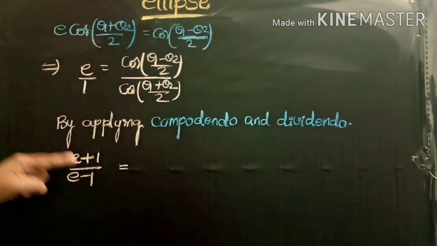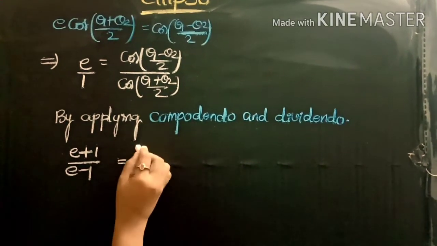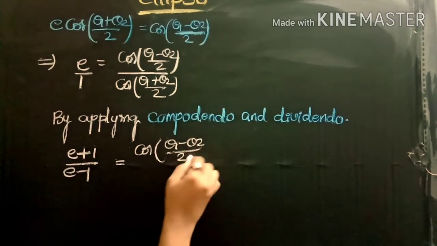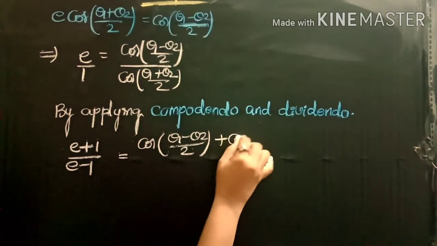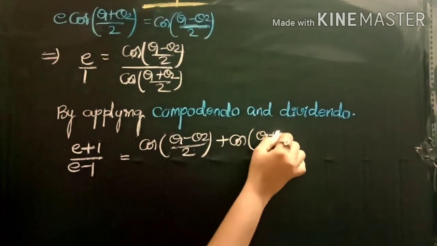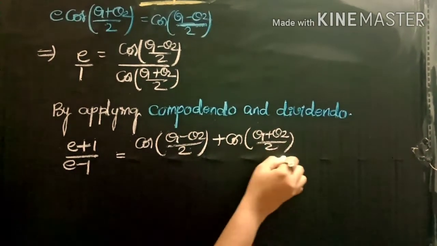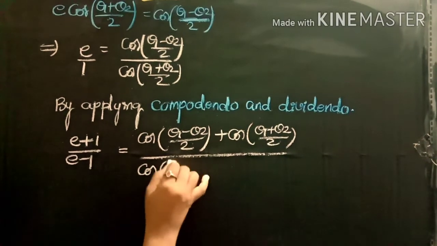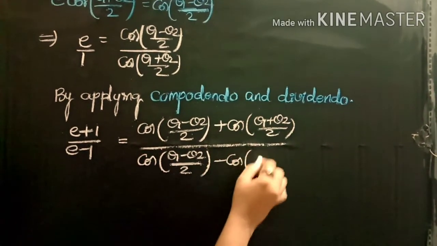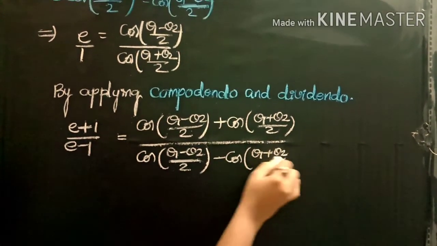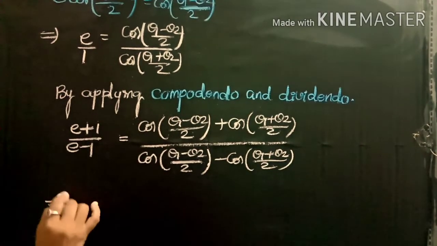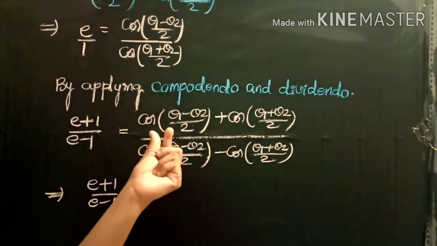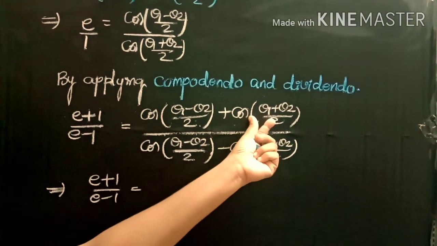Numerator plus denominator by numerator minus denominator. Here also numerator plus denominator: cos of theta 1 minus theta 2 by 2 plus cos of theta 1 plus theta 2 by 2, whole by numerator minus denominator: cos of theta 1 minus theta 2 by 2 minus cos of theta 1 plus theta 2 by 2, which implies e plus 1 by e minus 1 is equal to, now this is in the form of cos of a minus b plus cos of a plus b.